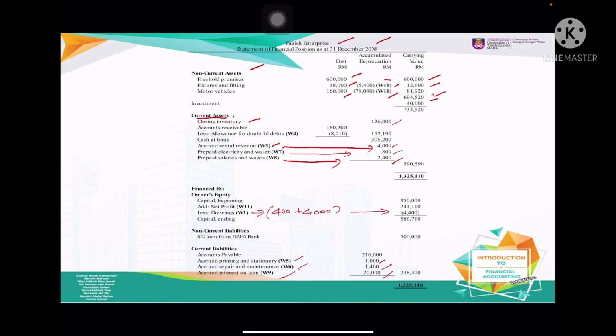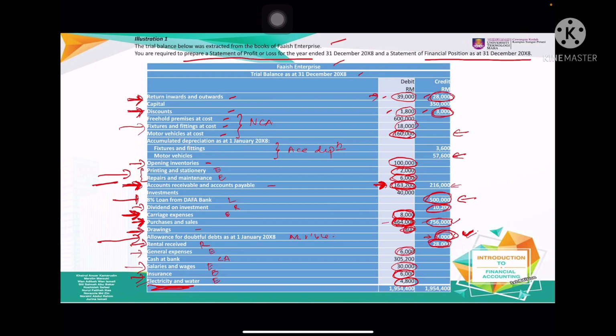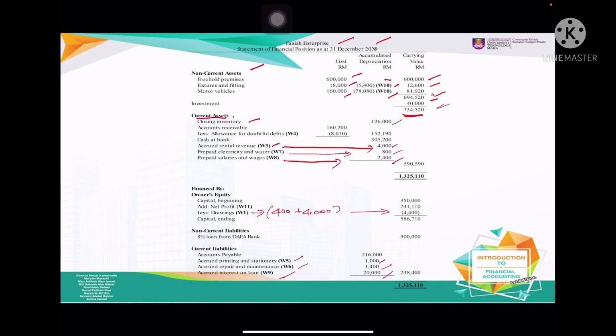Alright, so this is our total of non-current asset. And also we have the investment of 40,000. This is our investment, 40,000. So the total here of our non-current asset plus the investment is 734,520. And then we have to calculate our current asset. And then our account receivable is 160,200 minus allowance for doubtful debt. This one already calculated before, alright? So 152,190. Cash at bank, we just take from our trial balance, alright? And this is the adjustment that I already talked about before. And then we total up, become 1,325,110.